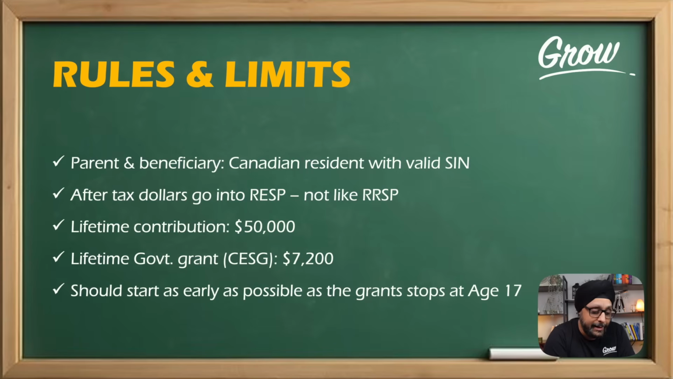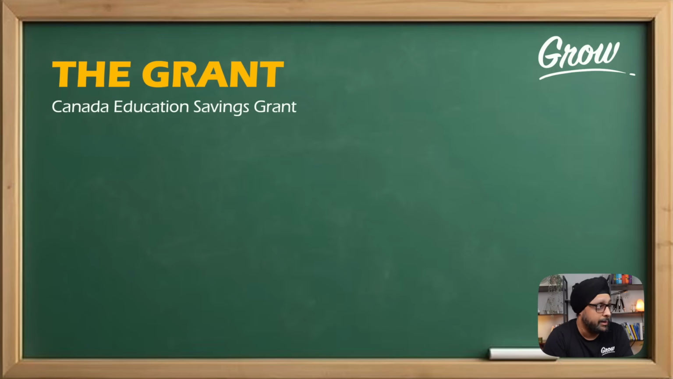actually stops at 17. The reason why I say that is if your child is already 15, 14, and you have never contributed to RESP, you can only contribute the maximum of 3-4 years now, because at 17 the grant will actually stop, and even if you have room available in your RESP, the grant will actually not come to you. So it's important that we do that as early as possible, so that we have the maximum available time to maximize the grant, because there is an annual limit to the grant.